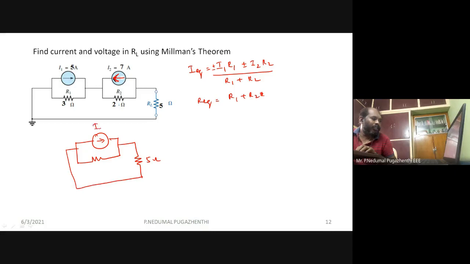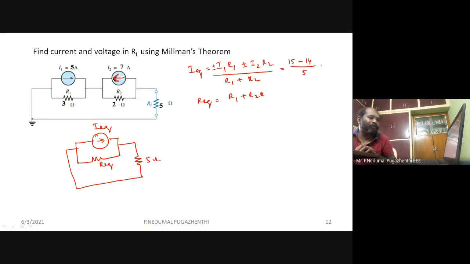So this is I equivalent, this is R equivalent. Is that right? So what is I equivalent? You can see that these both are in the opposite direction. So what is I1? I1 is equal to 5, I2 is equal to 7, R1 is equal to 3, R2 is equal to 2. So 5 threes are 15, and minus is here because of the opposite direction, 7 twos are 14, divided by what is R1, R2?